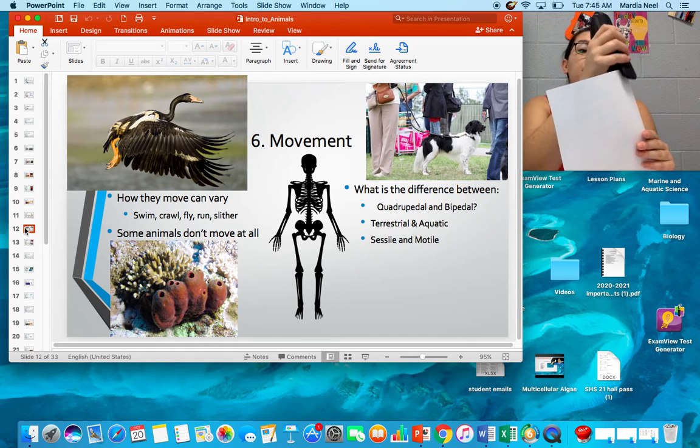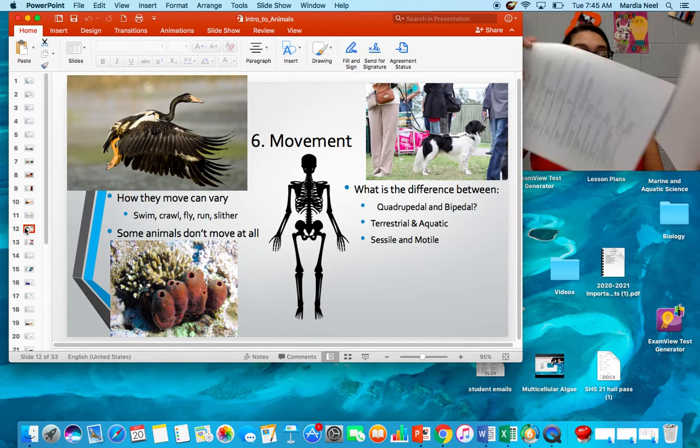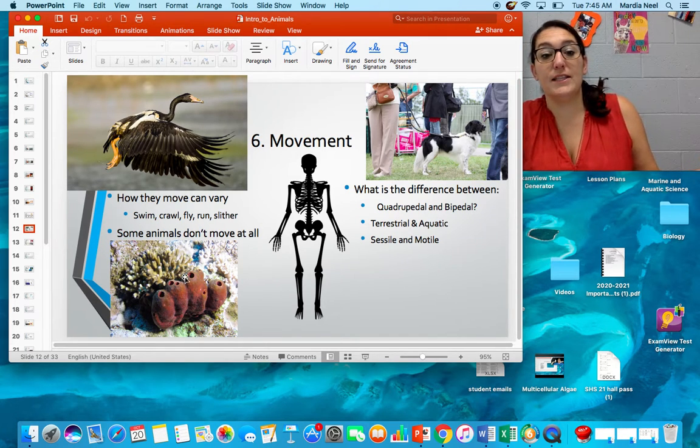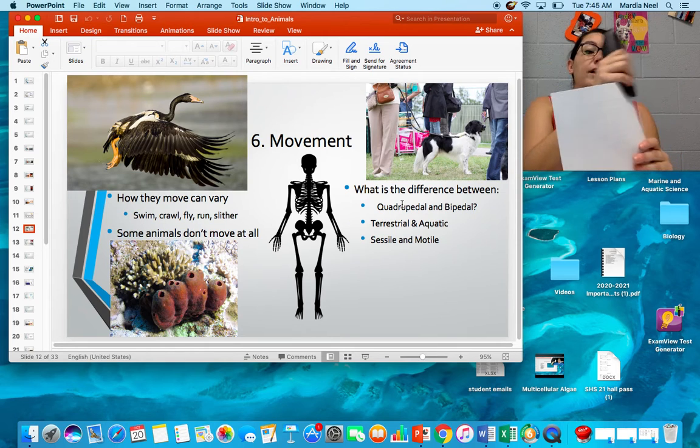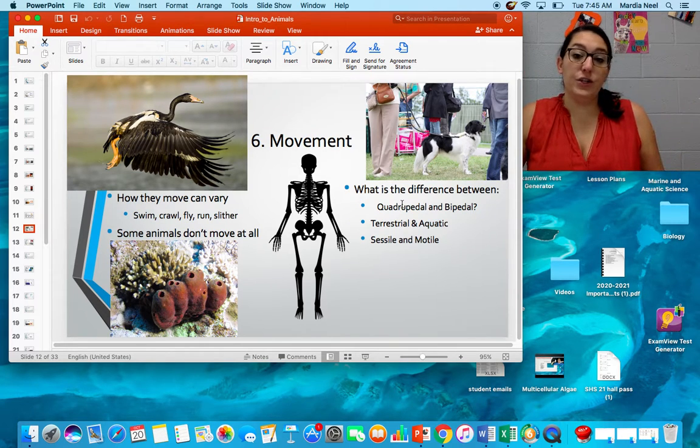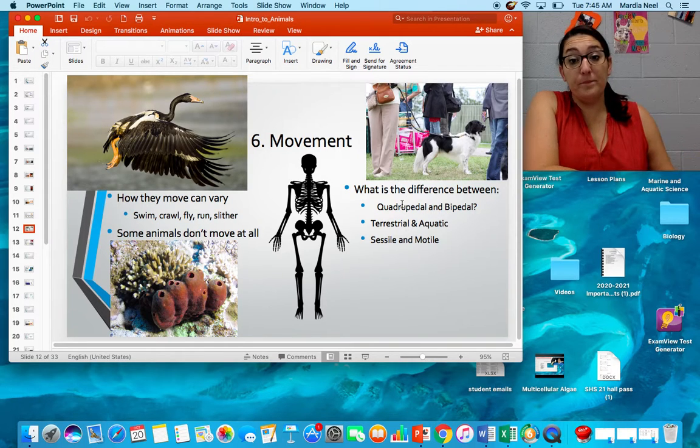And you have to be able to move. Some animals don't move at all, like sponges. They're considered sessile. Some can swim, some can crawl, some can fly, some can run, some can slither. The difference between a quadrupedal and a bipedal is that a quadrupedal has four legs, bipedal has two. Terrestrial is on land, aquatic is on water.